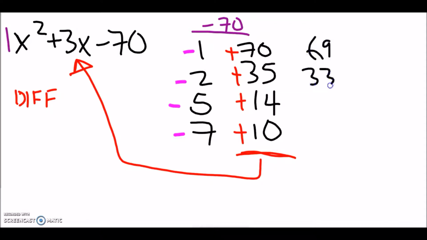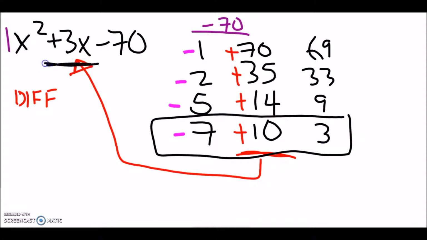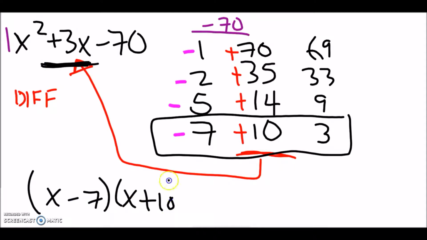69, 33, 9, 3. Which row adds up to the B row, or the B term? That gives me my answer, x minus 7, x plus 10.